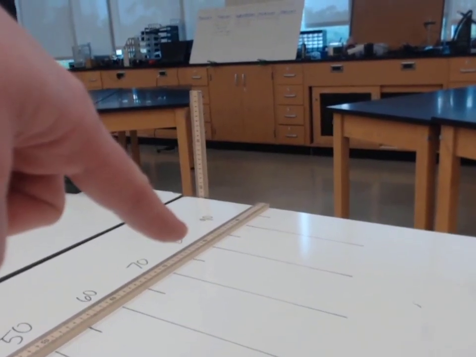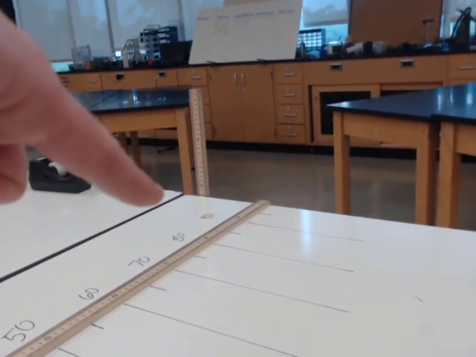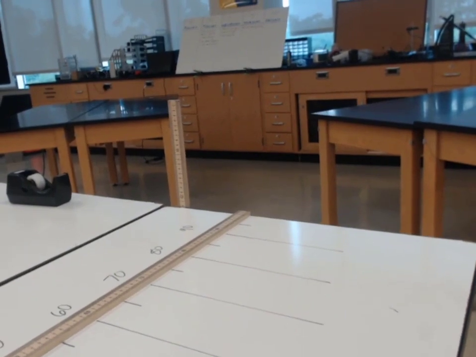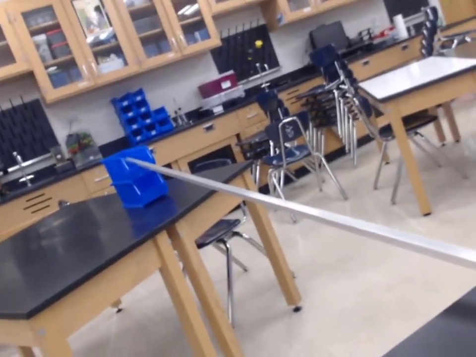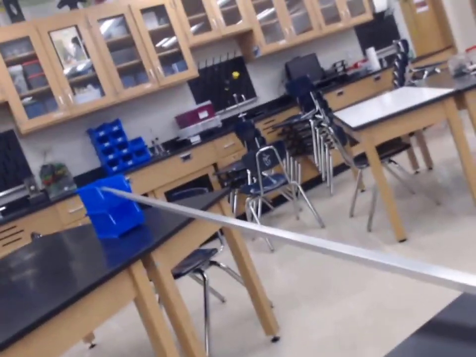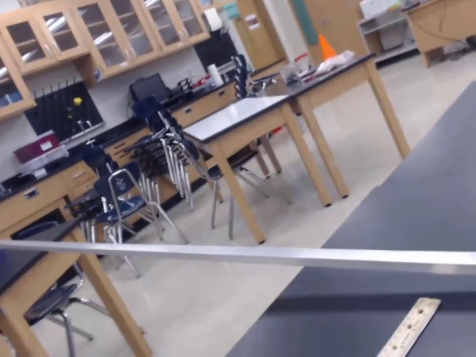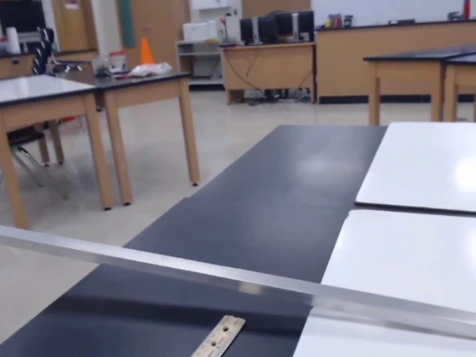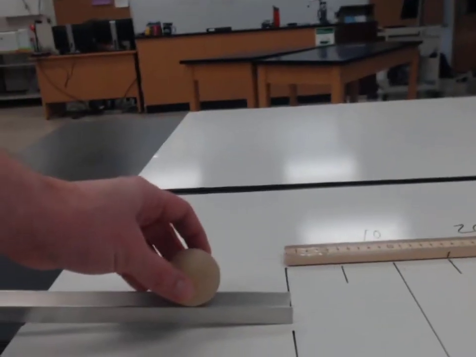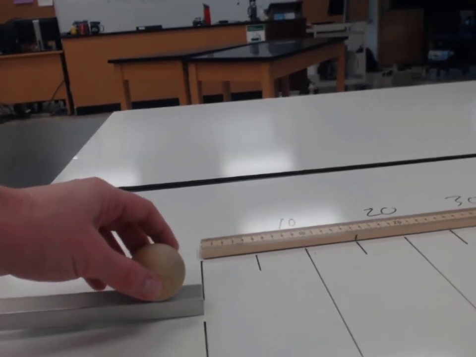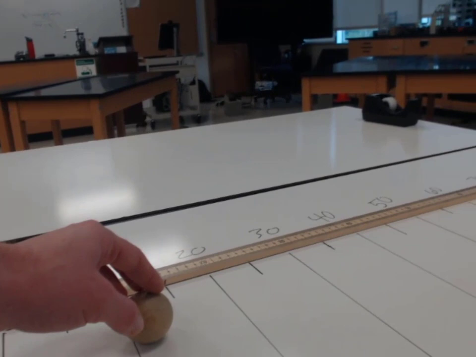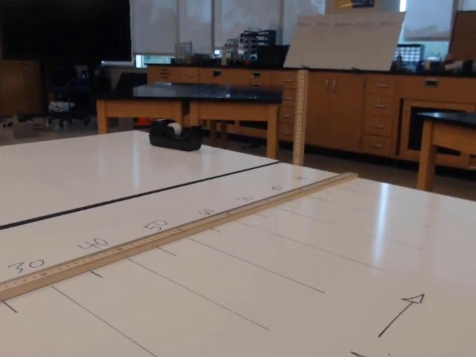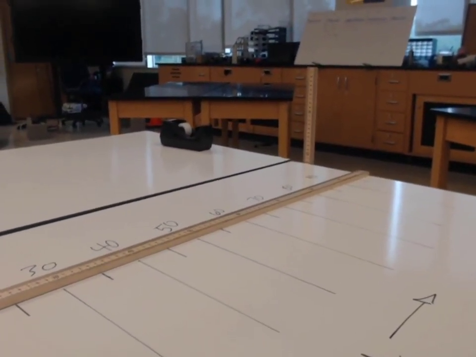So your job is to predict how far away from the base of the table this ball is going to land. We got our ramp, which is only here to make the ball speed up instead of me rolling it. When the ball gets to the end of the ramp, it's going to roll off and continue to roll in a straight line until it gets to the edge of the table, where it will fall and become a projectile.